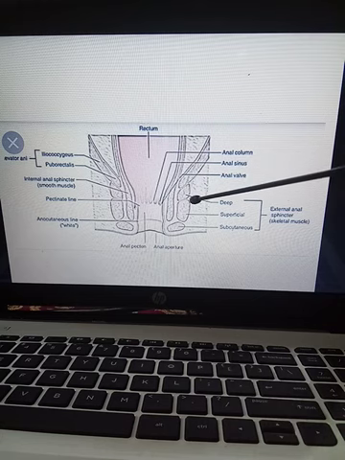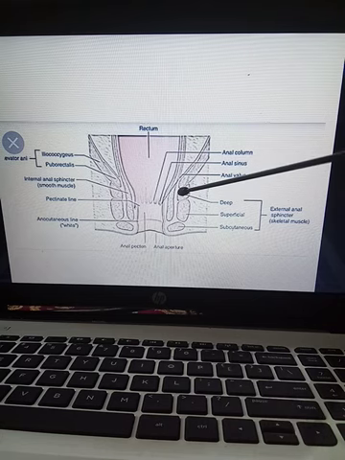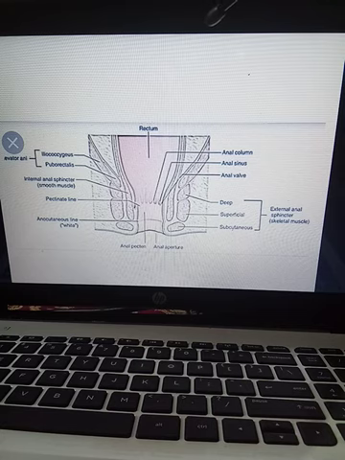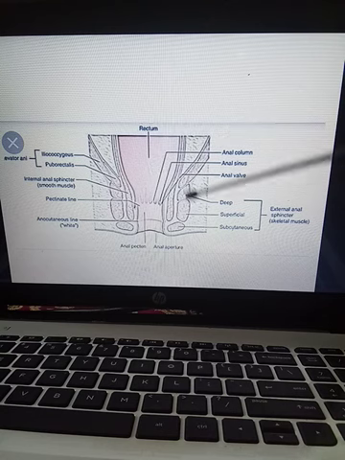Then comes your external anal sphincter. It has three parts: deep, superficial, and subcutaneous. It is voluntary in action, and it is formed by striated muscles, which are supplied by the inferior rectal nerve.